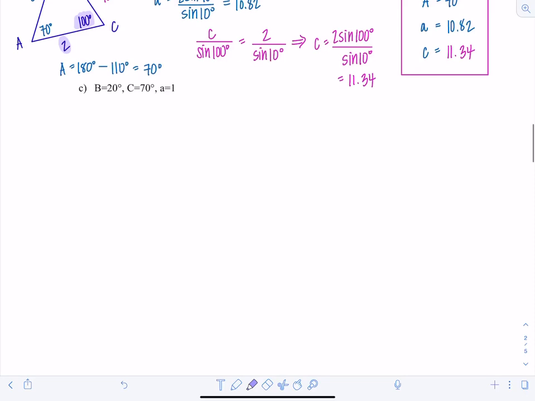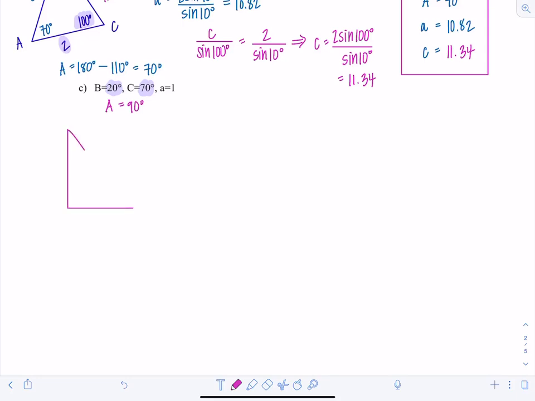All right, last example like this. B is 20 degrees, C is 70 degrees, and A is 1. Notice they didn't give me angle A, and these two add up to 90, which means angle A must be 90. So I actually have a right triangle. So I'm going to draw a right triangle.